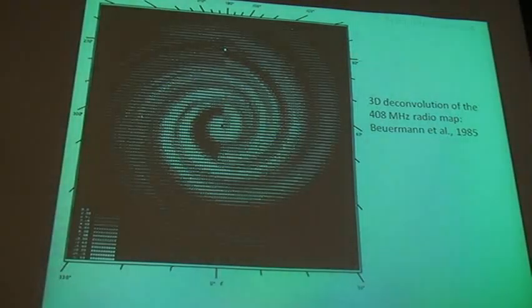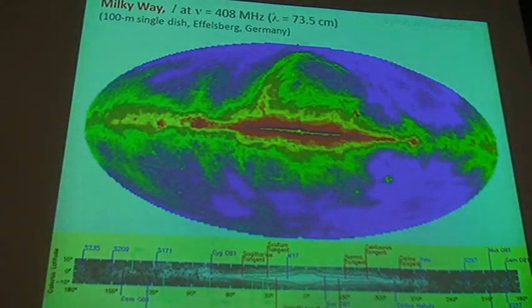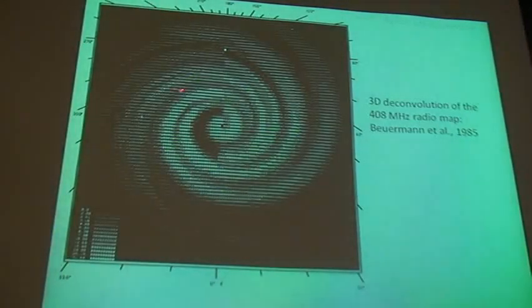And this is a result of deconvolution of this map. These clever people, Beuermann, Kanbach, and from Berlin, and Berkhuijsen from Bonn, took this data and deconvolved it in three dimensions. And this is the result seen face on. Here you see the paper of 1985. This image was printed with a matrix dot printer. It consists of X's, Y's, and O's. So, this is the sun here. And this is how the spiral pattern looks according to this deconvolution. So we are sitting roughly between the arms.